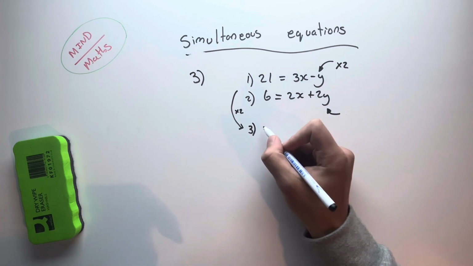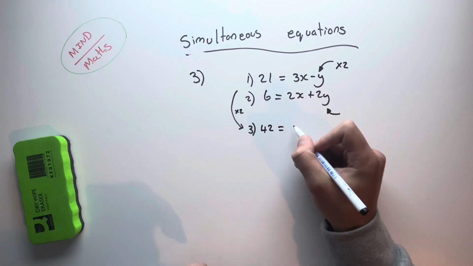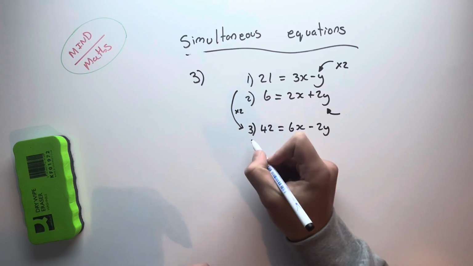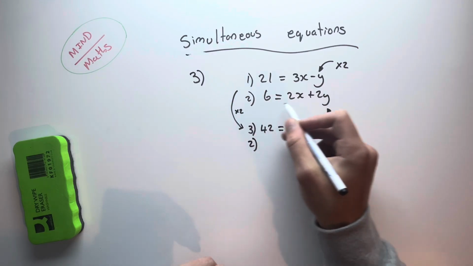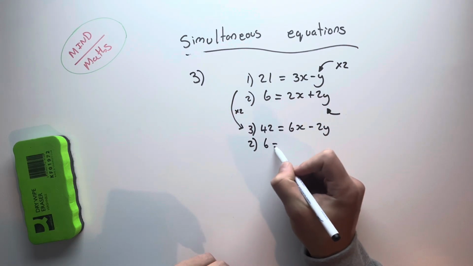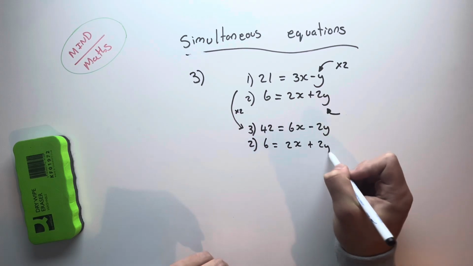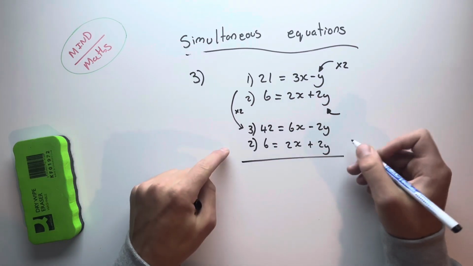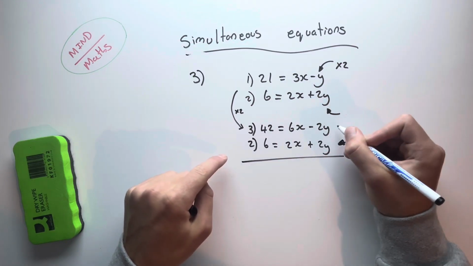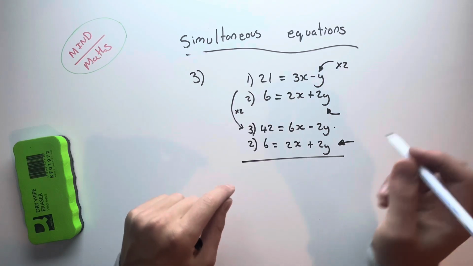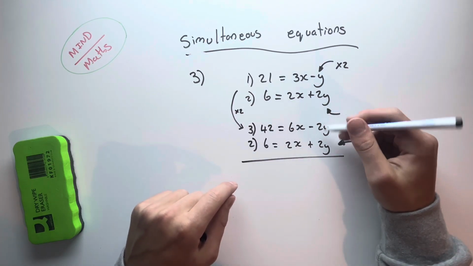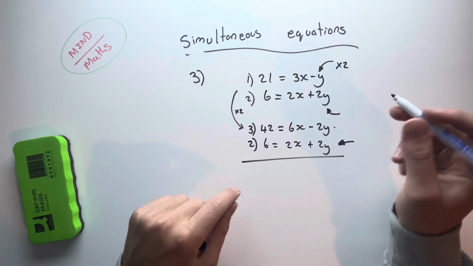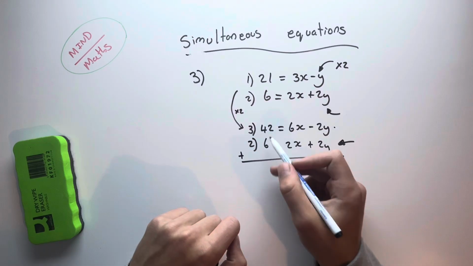So when you times it by 2, you'll get 42 is equal to 6x minus 2y, which when you put equation 2 underneath, which is just 6 is equal to 2x plus 2y, you can now take this equation away from this equation. So now we've got like terms. It's a different sign though, so different signs add. So we're just going to add them, simple as that.